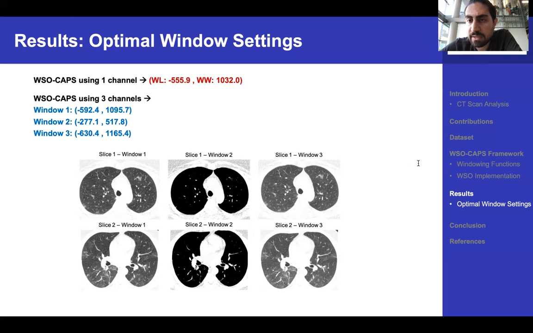And using the 3 channels, as can also be seen in this figure, we have 2 channels, channel 1 and channel 3, which are quite close to each other, but with different contrast levels, and channel 2, which focuses more on the main components in the lung, such as blood vessels. And this window discards the noises and artifacts as well.